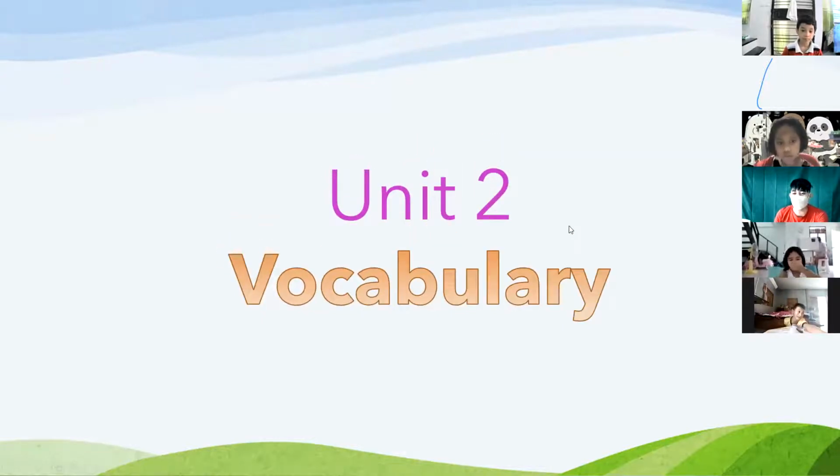Okay, unit two vocabulary. As you can see on page number 16, we have different vocabularies. Number one, we have the word what? Art. Okay, everybody read the sentence. She is good at art. Okay, she is good at art. The first vocabulary that we have is art.